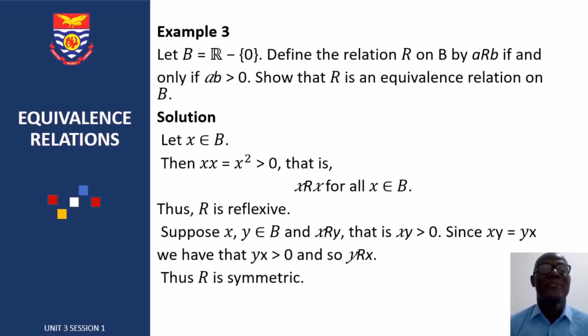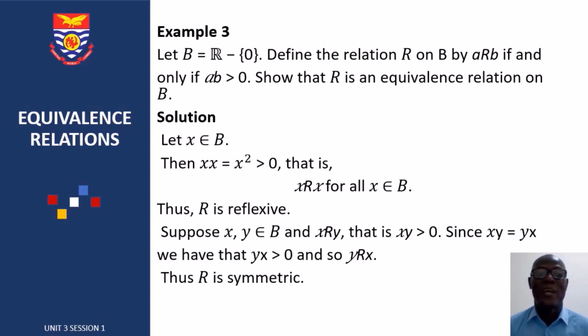Equivalence relations. Example 3. Let B be equal to R minus the set with an element 0. Define the relation R on B by A is related to B if and only if AB is greater than 0. Show that R is an equivalence relation on B. Now, for us to show that the relation R is an equivalence relation on B, we must show that the relation R is reflexive, it is symmetric, and it is transitive.